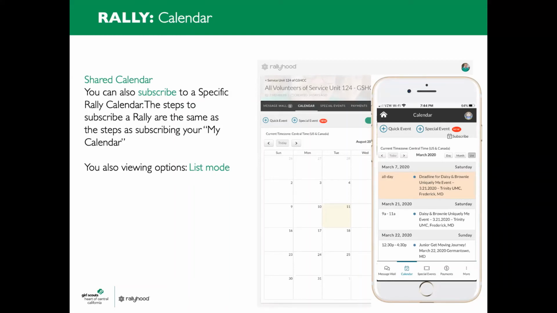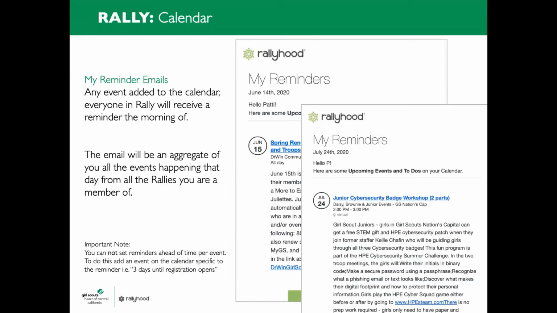Any event that's ever added on a Rally calendar, again, Rallyhood will send you a My Reminders email the morning of, so you can see, hey, here's the event that you have going on for that day. This email is also an aggregate of all the events that are happening that day. So it's not just 2 emails for 2 events that are happening that day. Again, it's one email. Here are all the events you have going on for that day.